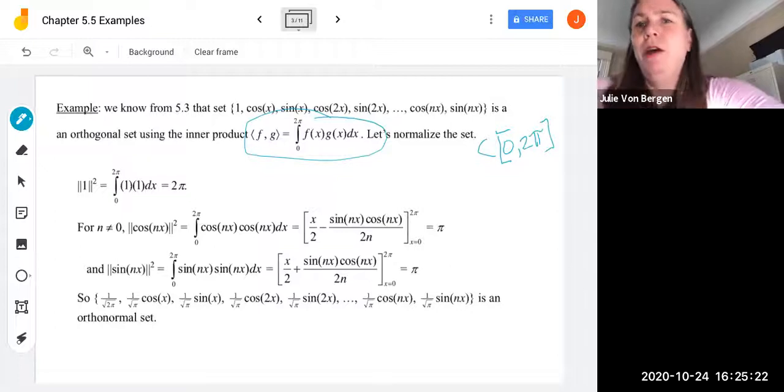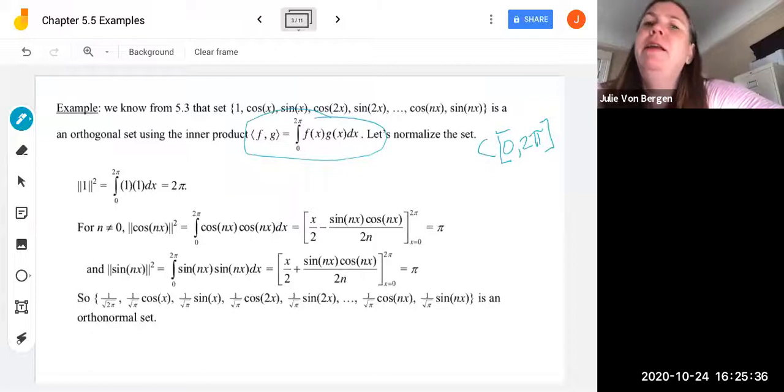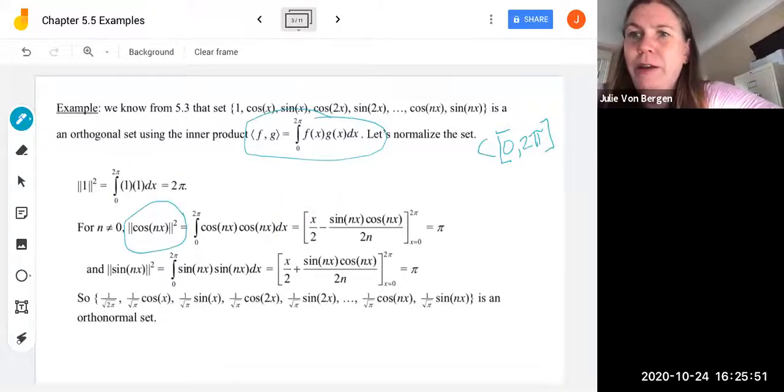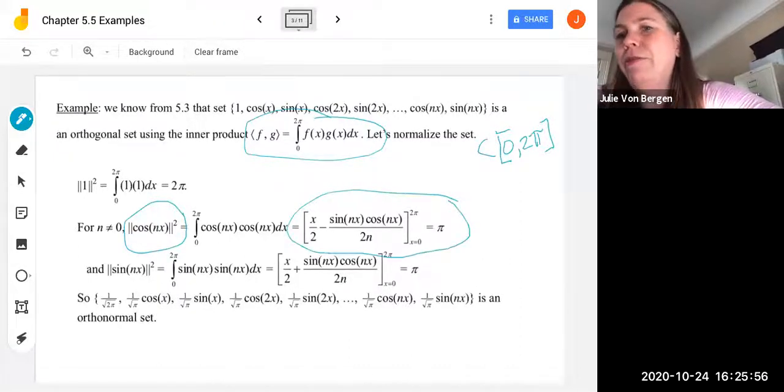All right, so the norm of 1 squared here is going to be the integral from 0 to 2 pi of 1 multiplied by itself with respect to x, integrated. So that just gives us 2 pi. For n's that are non-zero, the norm of cosine nx squared, following our formula for this integral, is going to be x over 2 minus sine nx multiplied by cosine nx over 2n, and that gets evaluated from 0 to 2 pi. And so that works out to be pi.